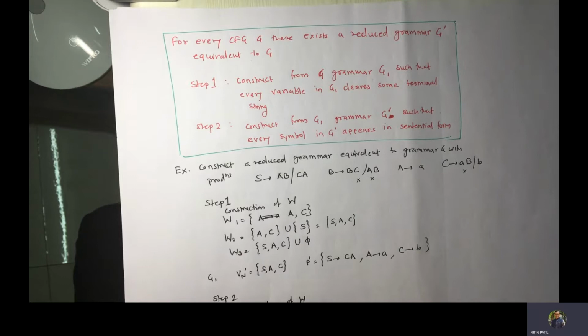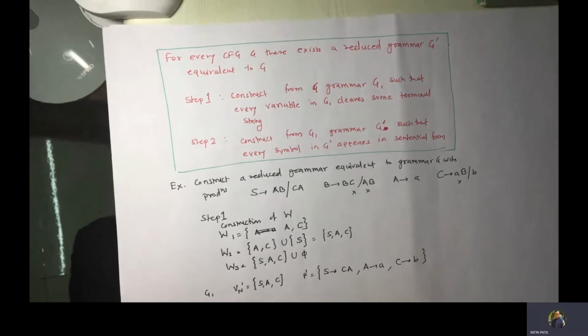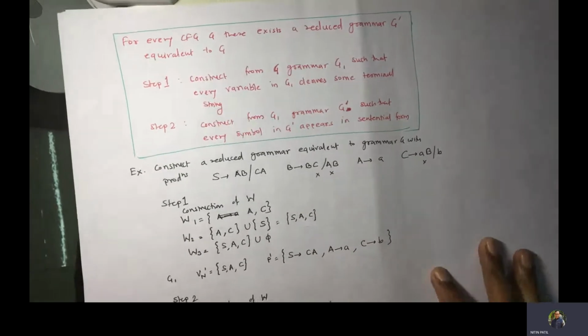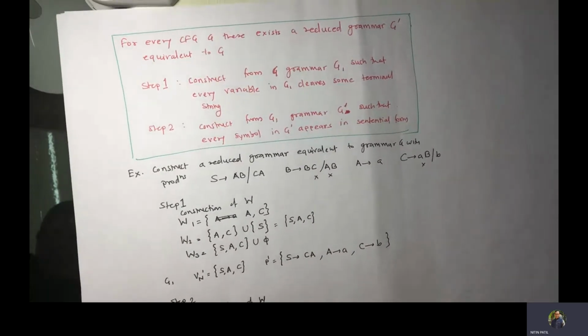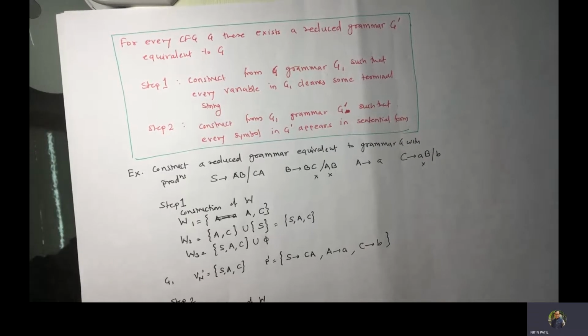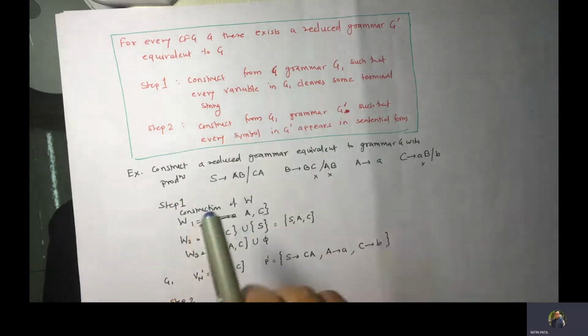Let me first elaborate what exactly we are going to do in this whole process. We are saying for every context-free grammar G, there exists a reduced grammar G dash equivalent to G, whatever the G that is given to you. Now to achieve this goal, we will apply the methodology given in two steps. This would be a two-step solution.